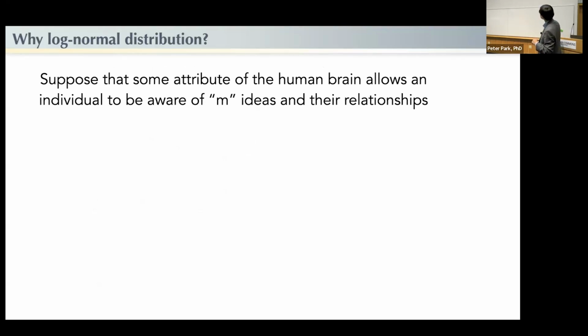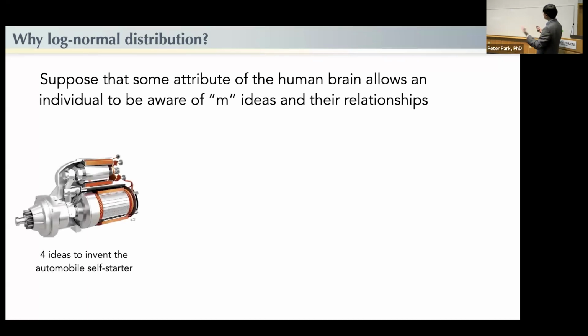Why log normal distribution? Suppose that some attribute of the human brain allows an individual to be aware of M ideas, okay? And their relationships. Their relationships is the important part here, okay? So for instance, if you are designing a self-starter, you actually had to put together multiple ideas, okay? I don't know if you know what a self-starter is, but in the old days, you have to crank the motor manually to get your engine started, right? But now we don't have to do that, right?